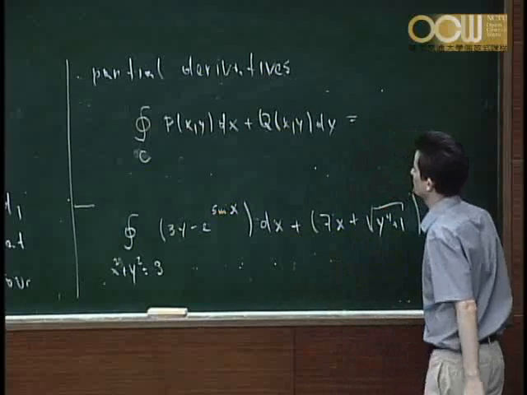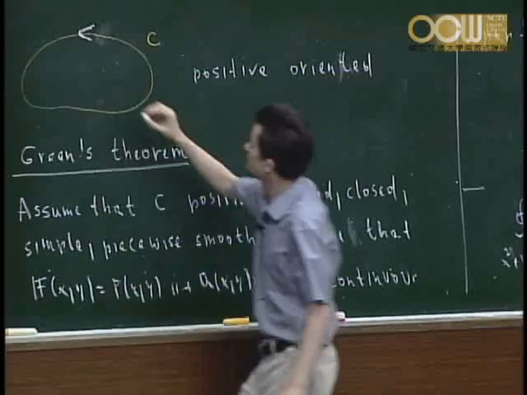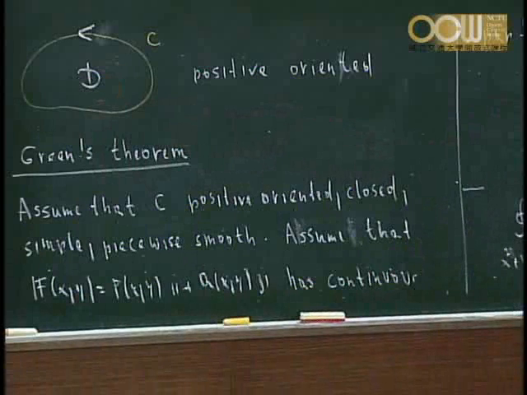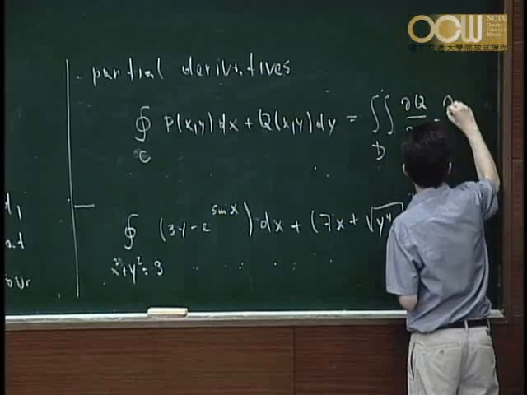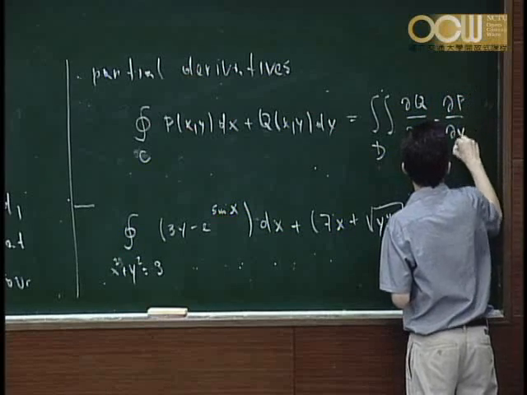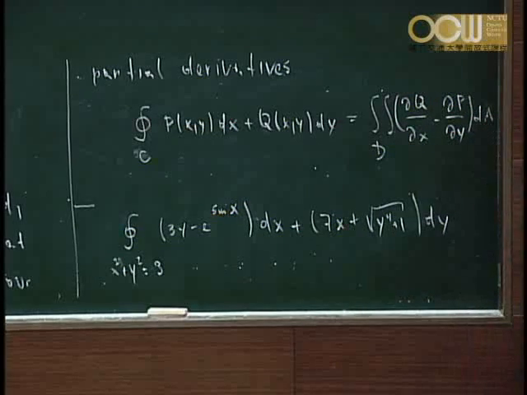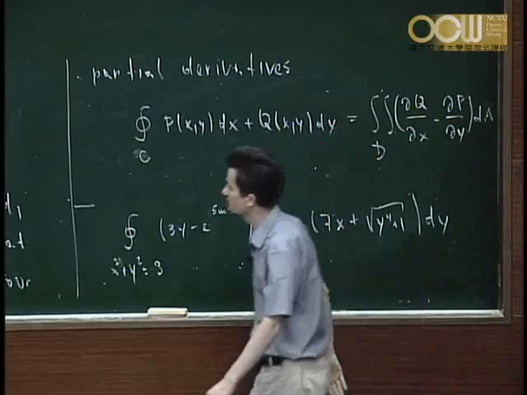Now you can compute this by the double integral. The region which is enclosed by C is called D, so you take the double integral of the partial derivative of Q with respect to X minus the partial derivative of P with respect to Y, dA. So there's a relation between the line integral and the double integral, and this relation is given by Green's theorem.